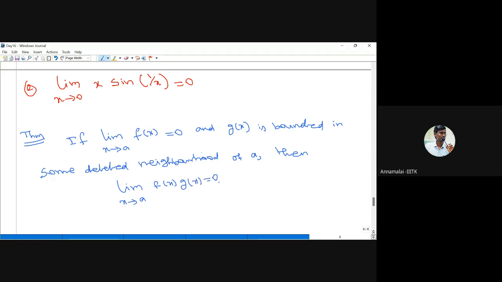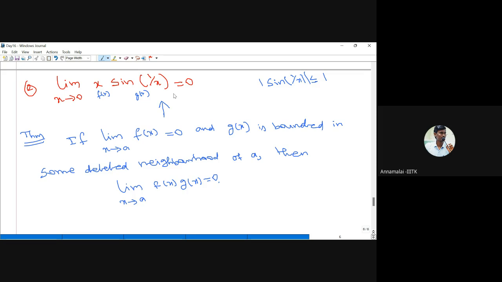So therefore, using this theorem, we can easily solve this problem, because sine of anything, 1 by x or anything, is always bounded by 1. This is our g. This is our f. As x goes to 0, f of x goes to 0. Therefore, limit of f of x is 0. So by this theorem, the limit of x into sin 1 by x is 0. Okay, this is one important theorem.